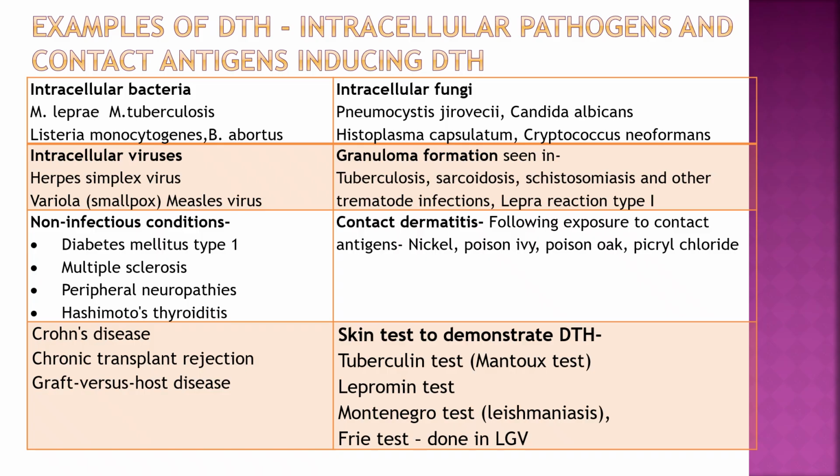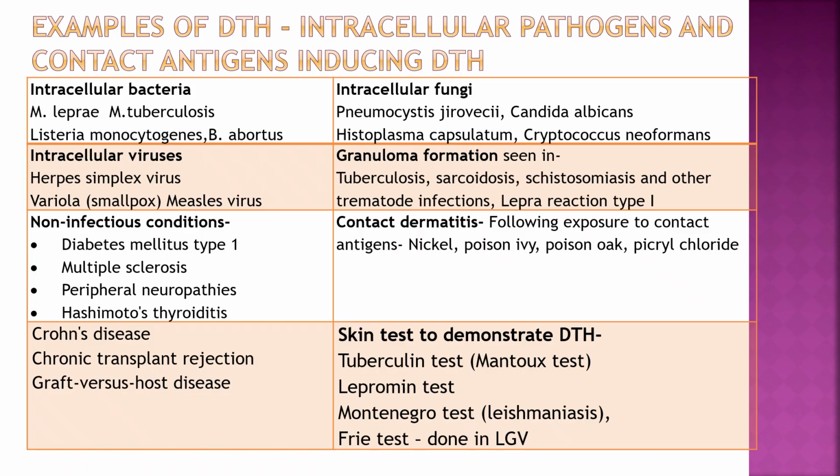Non-infectious conditions: diabetes mellitus type 1, multiple sclerosis, peripheral neuropathies, Hashimoto's thyroiditis, Crohn's disease, chronic transplant rejection, graft versus host disease. Contact dermatitis following exposure to contact antigens: nickel, poison ivy, poison oak, picryl chloride. Skin tests to demonstrate DTH: tuberculin test, that is Mantoux test, lepromin test, Montenegro test in leishmaniasis, and Frei's test done in LGV.